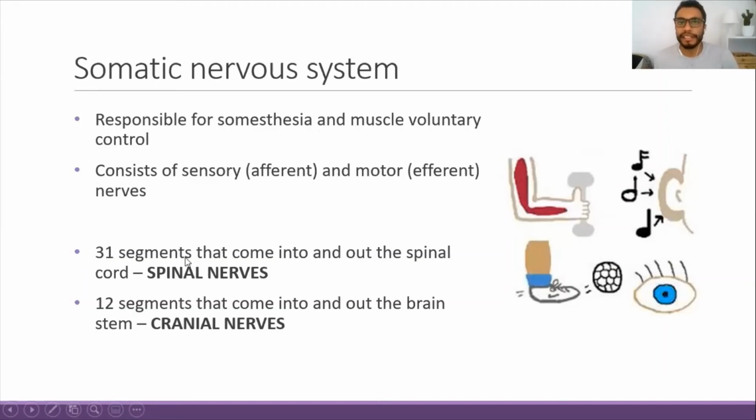The somatic nervous system is divided into spinal nerves. We have 31 segments that come in and out of the spinal cord according to the segments in our vertebrae, from the first cervical vertebra to the last coccygeal vertebra. And we also have 12 segments that come in and out of the brain stem, and those are classified as cranial nerves.